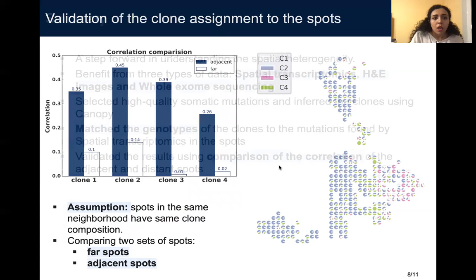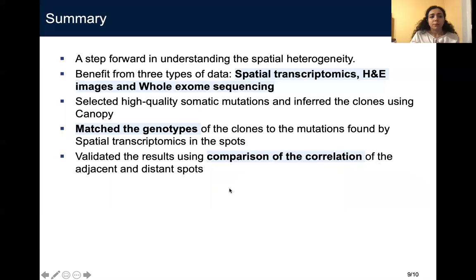At the end I want to say that this model is a step forward in understanding the spatial heterogeneity. It benefits from three types of data: spatial transcriptomics, H&E images, and whole exome sequencing data. We selected high quality somatic mutations and inferred the clones using Canopy. We matched the genotypes of the clones to the mutations found by ST data in the spots. We validated the results using comparison of the correlation of the adjacent and distant spots.